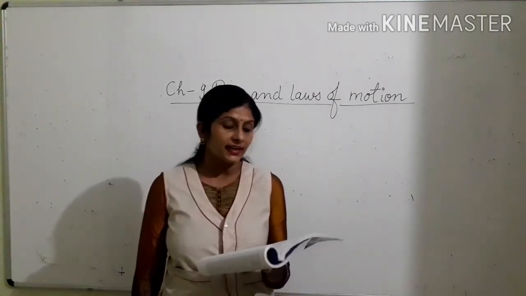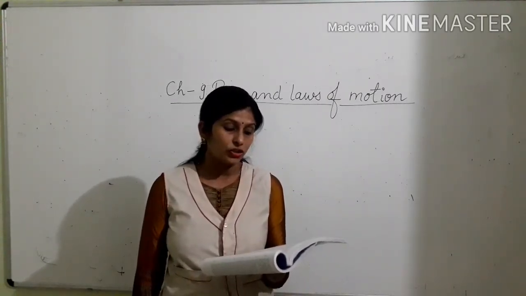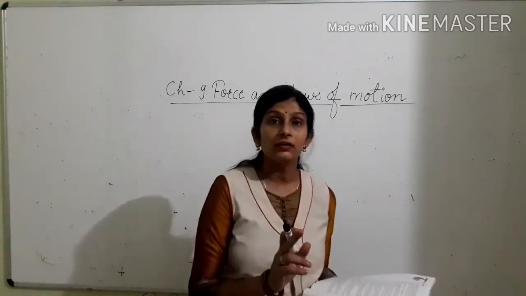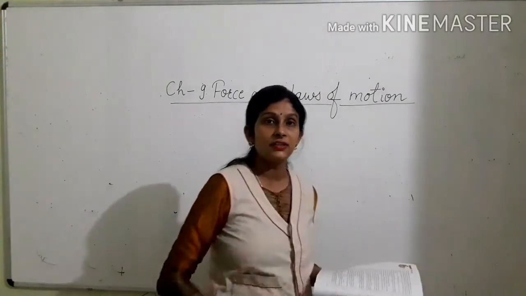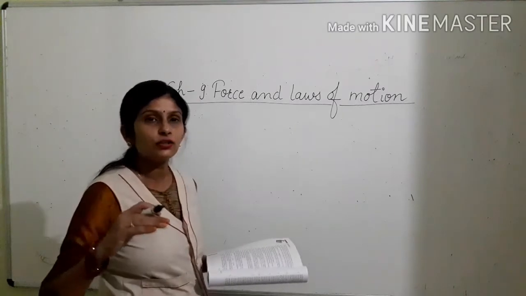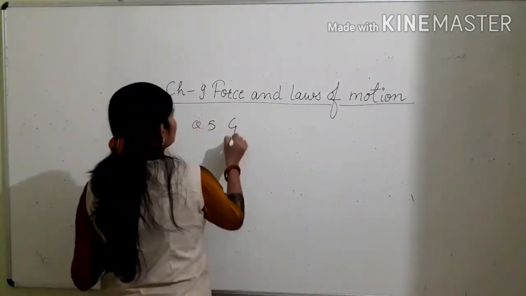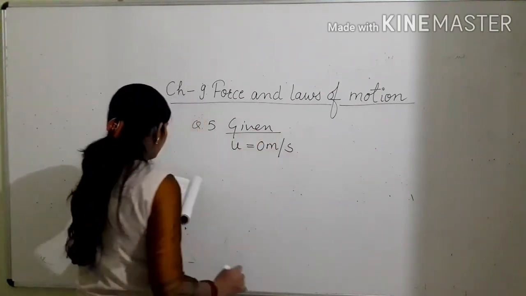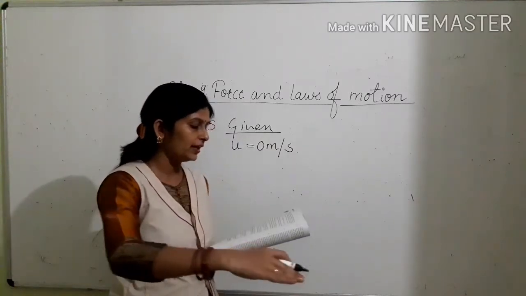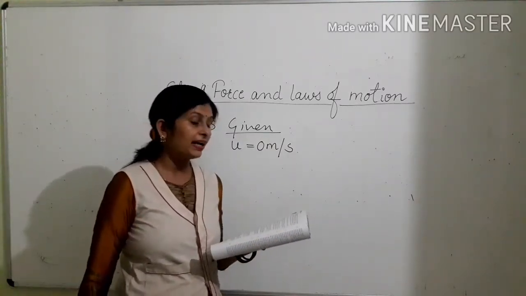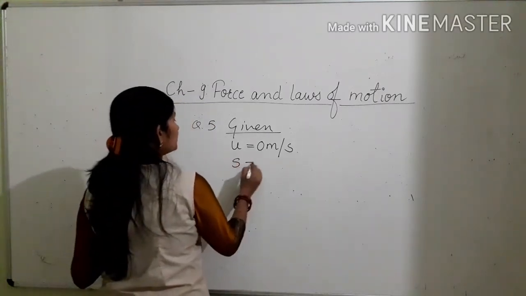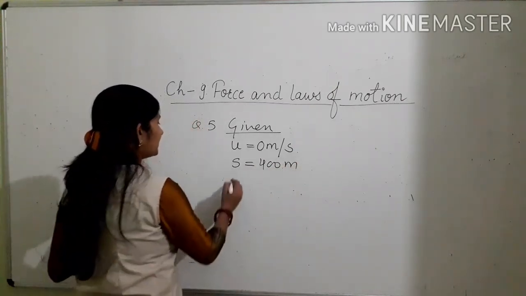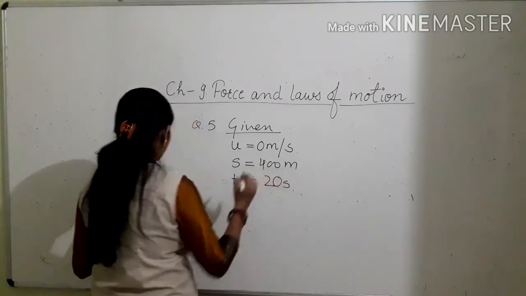Now, it is said in the question that the truck starts from rest. So initially the truck was at rest, so its initial velocity u is equal to 0 meter per second. Then it rolls down a hill with a constant acceleration. It travels a distance of 400 meter. So distance s is equal to 400 meter in 20 seconds. So time is 20 seconds.